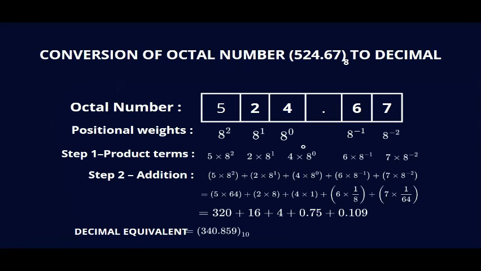Now let us discuss the octal to decimal conversion. Consider the octal number 524.67. We shall see its conversion to decimal. The weights are assigned from the octal point. The weights are 8 raised to 0, 8 raised to 1, and 8 square. To the right of the octal point, we have the negative powers, namely 8 raised to minus 1 and 8 raised to minus 2.